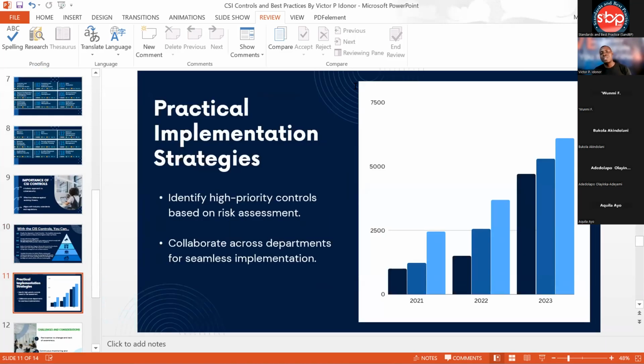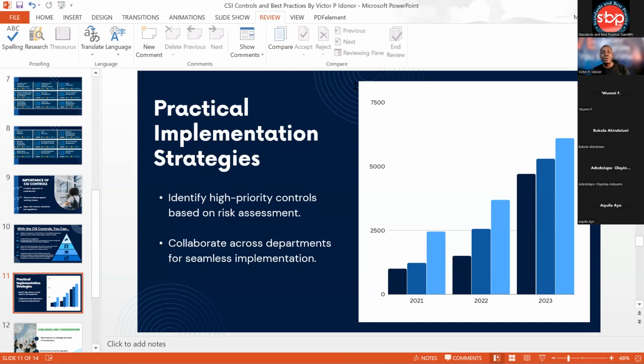So practical implementation strategies cover identifying high priority controls based on risk assessment. Like I said, every organization should have a risk assessment in place. Do your self-risk assessment, and prioritize your assets. With you prioritizing your assets, it will help you to identify your high priority controls based on your risk assessment. So what controls should be high priority to you, that you should ensure around the clock must be in place at all times, by all means.